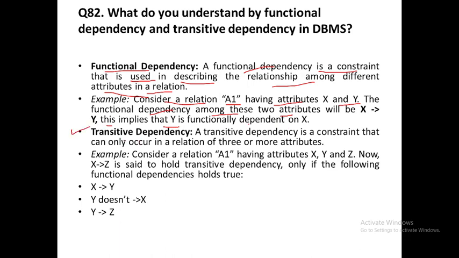Transitive dependency. A transitive dependency is a constraint that can only occur in a relation of three or more attributes. For example, consider a relation A1 having the attributes X, Y and Z. Now X tends to Z is said to hold transitive dependency only if the following functional dependencies hold true: X tends to Y, Y does not tend to X, and Y tends to Z.